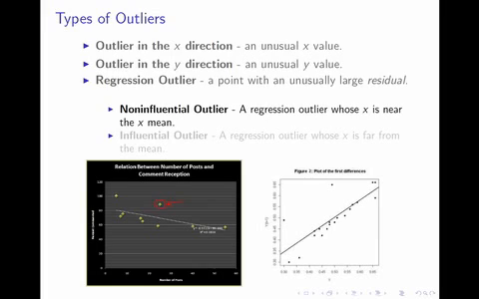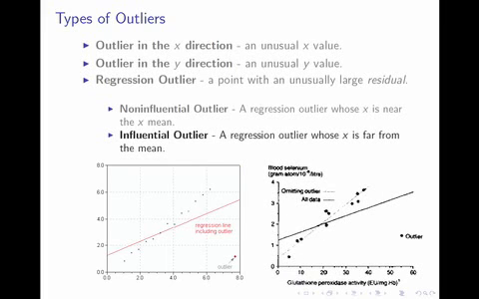It's got a huge residual, but again, its x value, which is around 0.5 or a little bit less, is just about in the middle, and again, that makes it a non-influential outlier, and you can see, if you deleted it, the effect on the least squares line would be pretty small, just based on eyeballing it. On the other hand, an influential outlier is a regression outlier whose x value is far from the mean, either far above or far below.